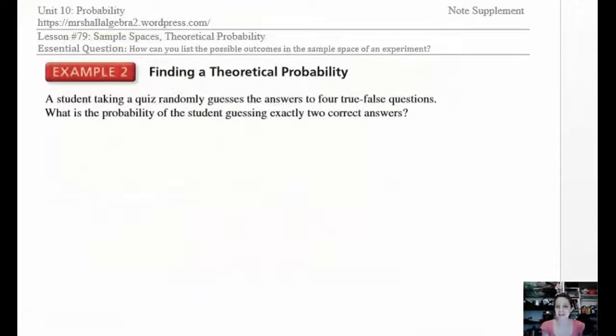Example 2, finding a theoretical probability. A student taking a quiz randomly guesses the answer to 4 true or false questions. What is the probability of the student guessing exactly 2 correct answers? The first step to this problem is listing the sample space. The second step is then identifying the favorable outcomes, 2 correct answers. And then the third is writing it as a probability of favorable outcomes over possible outcomes.